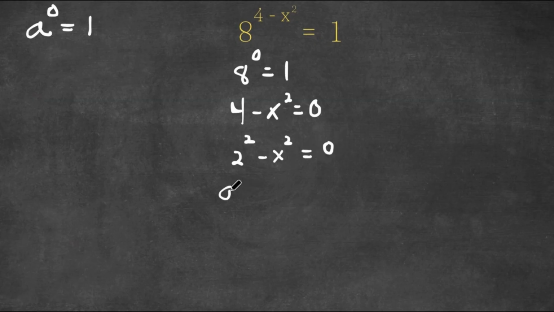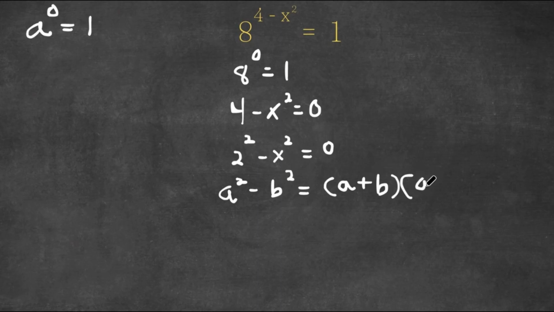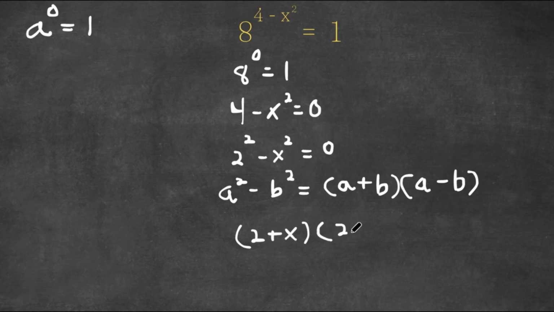And if we have something in the form a squared minus b squared, this is equal to a plus b times a minus b. So in this case, 2 would be a and x would be b. So this would be 2 plus x times 2 minus x, and this is equal to 0.